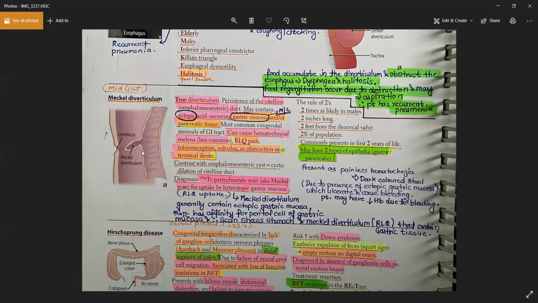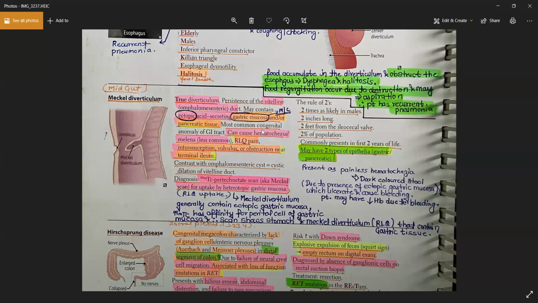Okay, sometimes this Meckel's diverticulum can also contain other tissues, right? Just like the gastric mucosa or the pancreatic tissue. Now, because the gastric mucosa actually releases acid, it can damage the mucosa of this Meckel's diverticulum, and that can lead to bleeding within the diverticulum. And that's why most of the time the patient will present with painless bleeding. It would be a child, and they will present with painless bleeding because of this gastric mucosa.